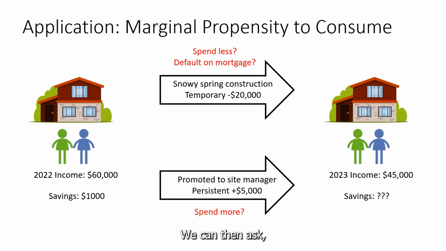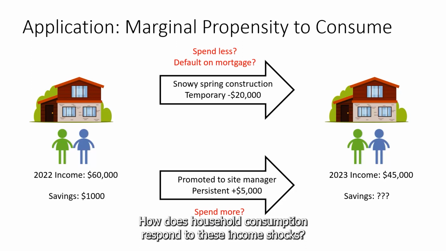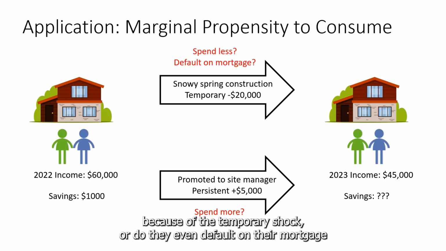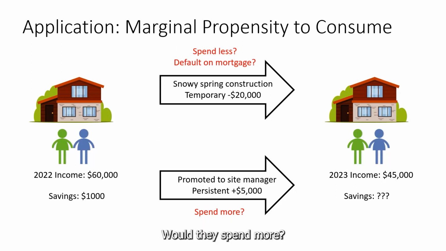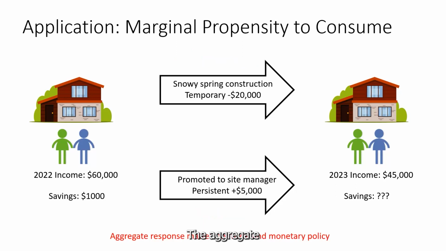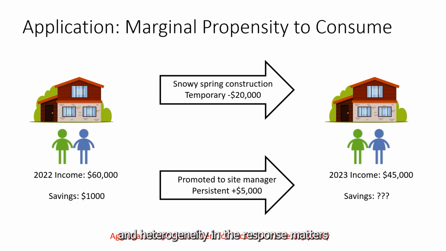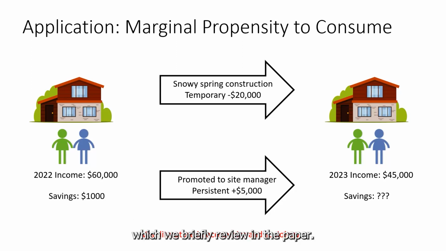We can then ask, this is what the marginal propensity to consume is, how does the household consumption respond to these income shocks? Do they spend less because of the temporary shock, or do they even default on their mortgage? Or because their permanent income has actually increased going into the future, would they spend more? The aggregate response is a key parameter for fiscal and monetary policy. And heterogeneity in the response matters for the evolution of inequality. There's a vast literature on this topic in economics and sociology, which we briefly review in the paper.